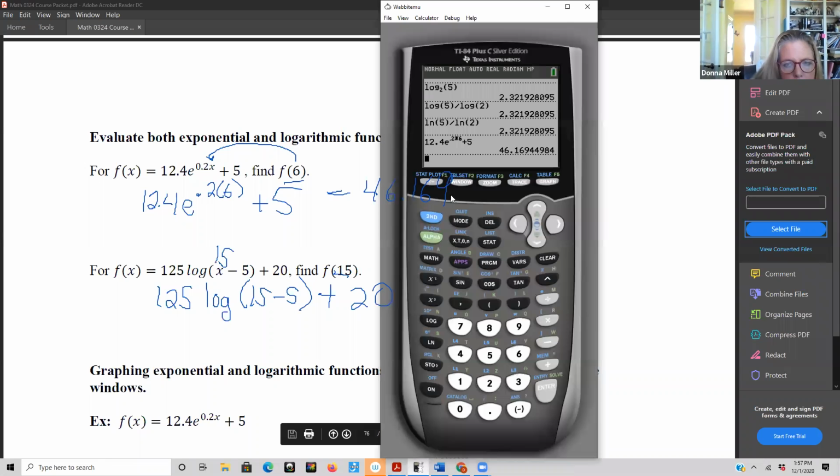Pull up my calculator. 125 log of 15 minus 5. Make sure you close off the parentheses there and do plus 20. And oops. All right, let me go back. I messed up. Let's put a plus there. All right, so I end up getting 145.